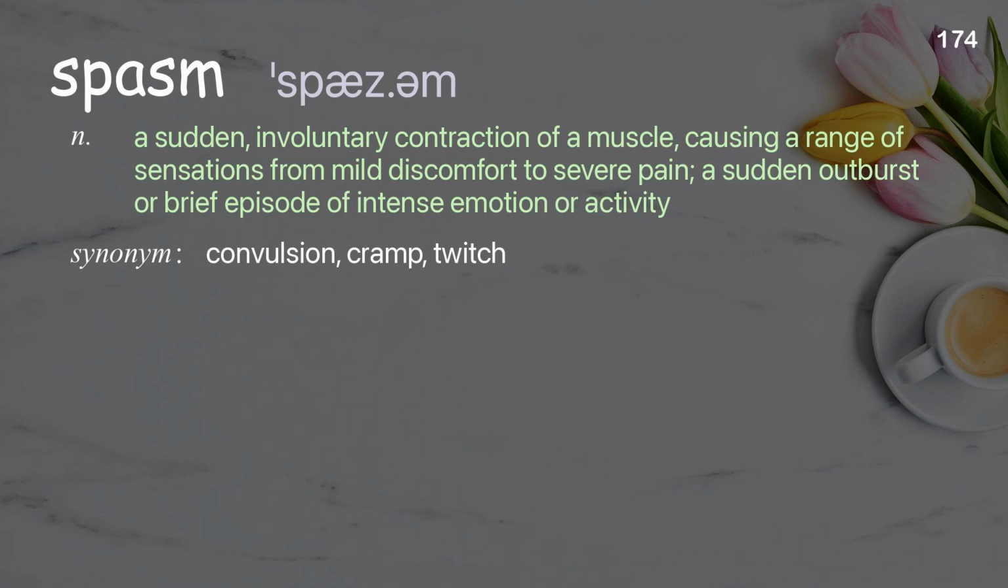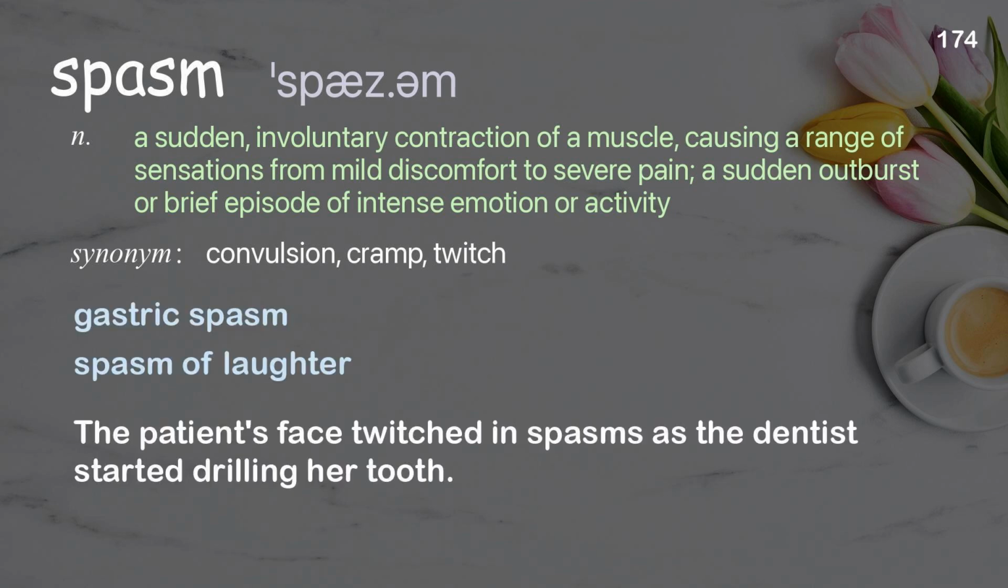Spasm. A sudden, involuntary contraction of a muscle, causing a range of sensations from mild discomfort to severe pain, a sudden outburst or brief episode of intense emotion or activity. Examples: gastric spasm. Spasm of laughter. The patient's face twitched in spasms as the dentist started drilling her tooth.